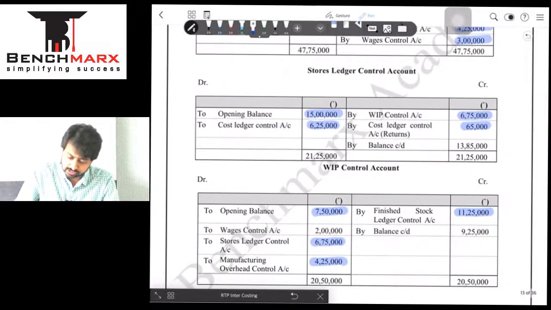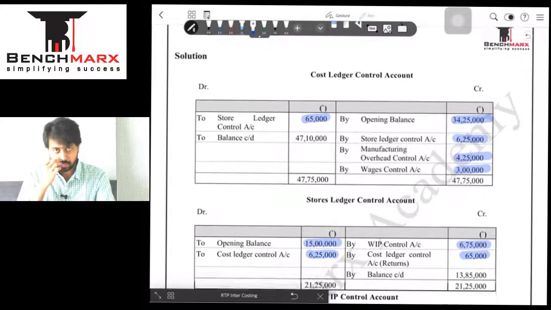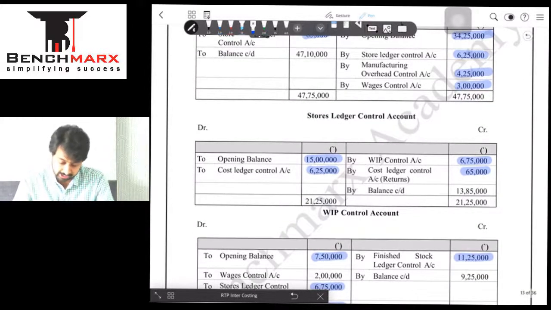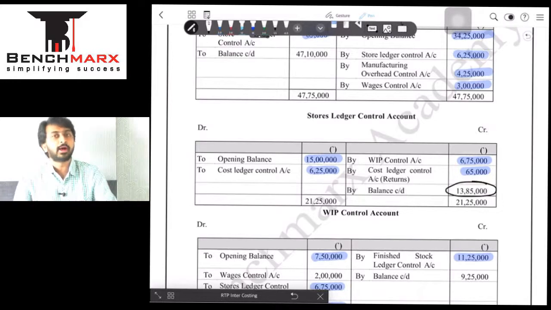ठीक है, so first I'll try and balance the store's ledger control account. Do I have the opening balance? Yes. Do I have the goods input? Yes. Do I have the goods transferred? Yes. So balancing figure obviously has to be the closing balance of my stores, which means balance carried down. ये तुम्हारा stock account है. It will always be a balance carried down, debit balance because it's a stock account.